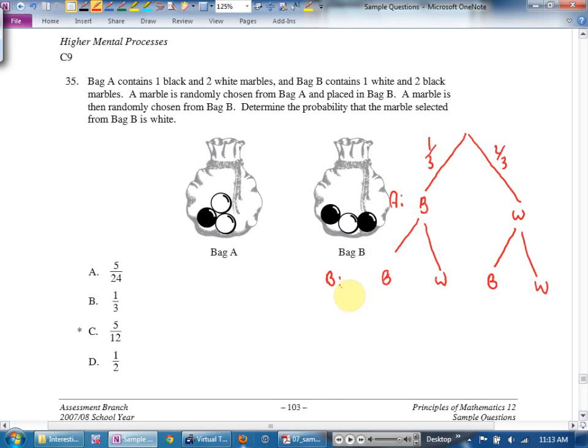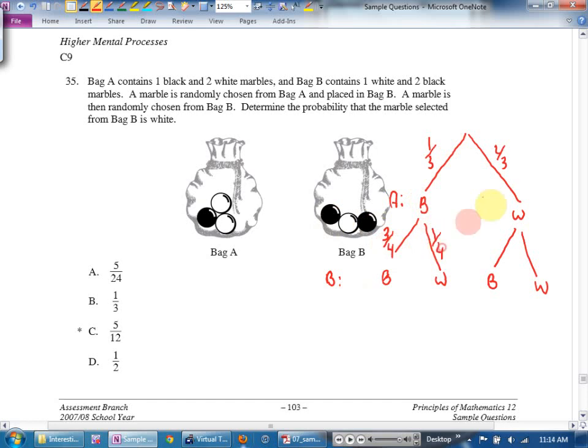Down this branch, we picked a white marble. What did we do with that white marble? Put it in bag B. So how many white marbles are in bag B now? 2 out of 4 and 2 out of 4. There's our tree. And if you get that, the rest of this is easy.